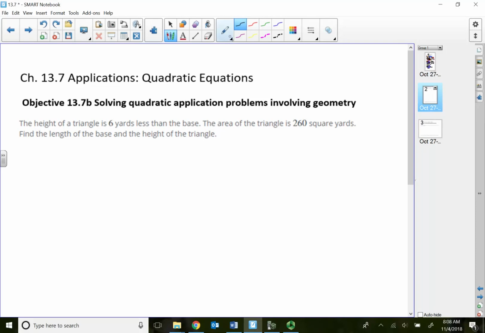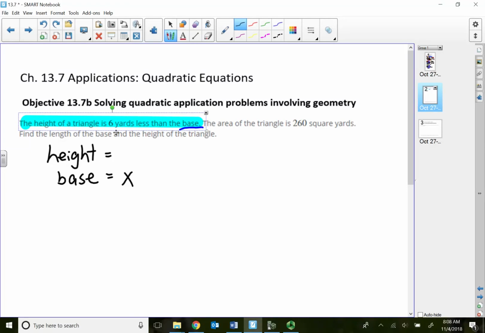So let's translate again. Right here, the height of a triangle is 6 yards less than the base. So I'm comparing between our height of a triangle and the base. Since I'm only comparing two items, the item listed at the end should be x. So I will say the base is x. The height is 6 yards less than, which means a subtraction sign goes in front. Less than who? Less than the base. So that's x minus 6.